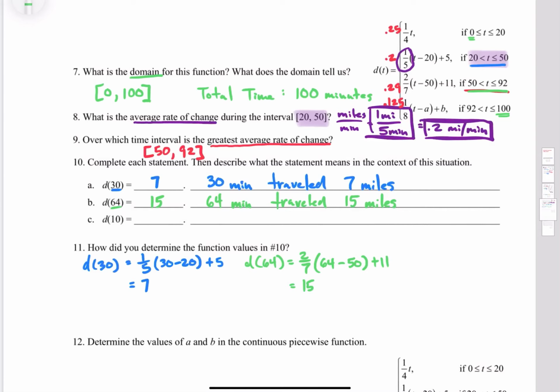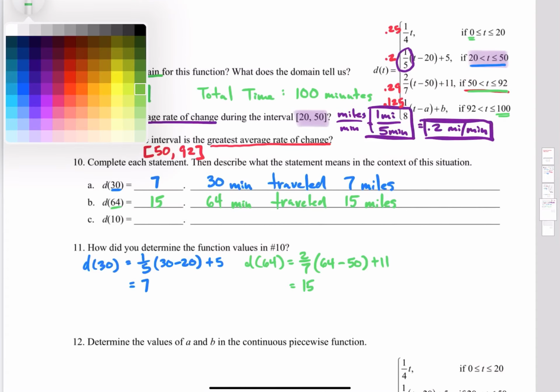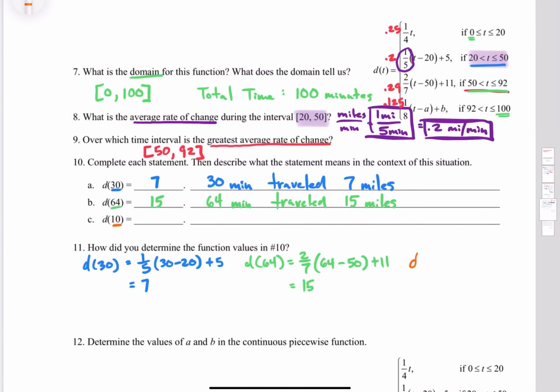Okay, and then finally, we have our D of 10. Now, D of 10 is going to be this piece over here between the 0 and 20-minute mark. So 10 is between 0 and 20. And we're just going to go ahead and substitute that t value with 10. So we want 1/4 of 10. And that ends up being 2.5. So D of 10 is equal to 2.5. And that means for 10 minutes, he traveled a total of 2.5 miles.